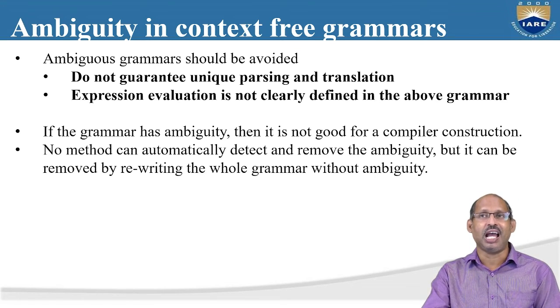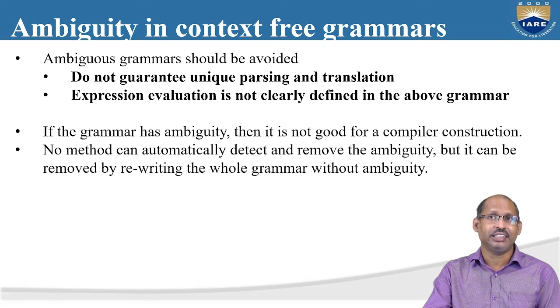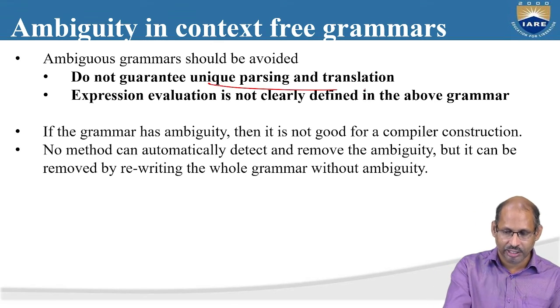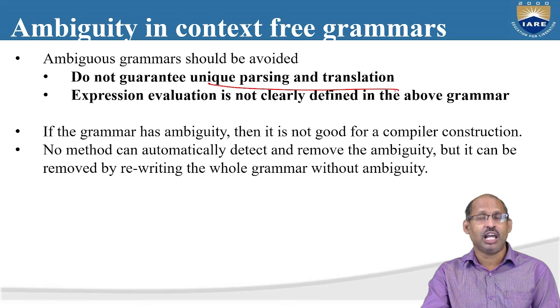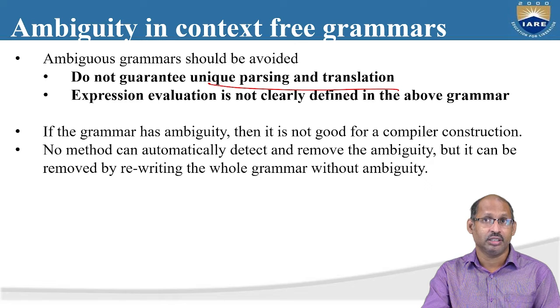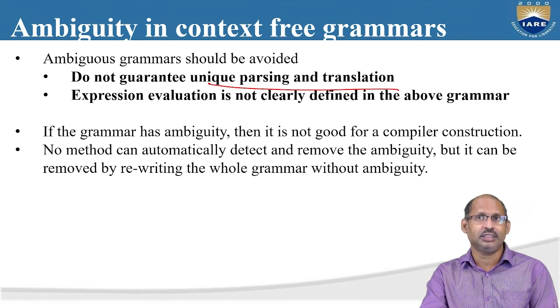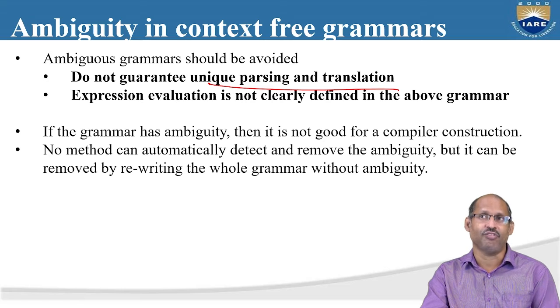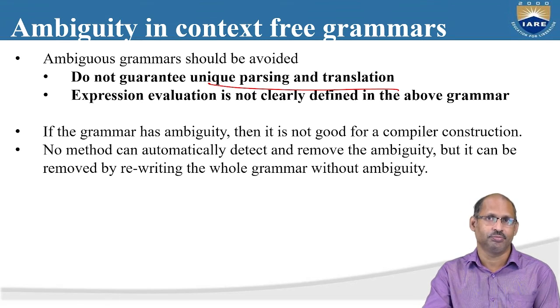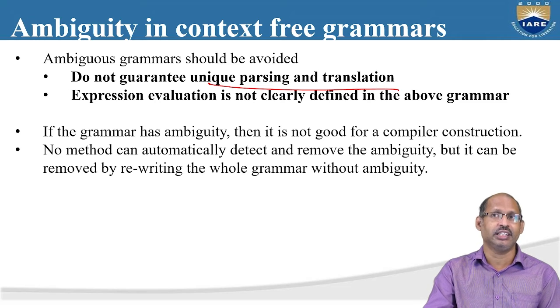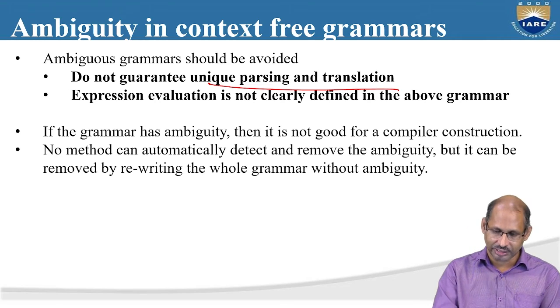Ambiguous grammar should be avoided. It does not guarantee unique parsing and translation. If there is more than one parse for the grammar, then we cannot have unique parsing methods and translation. Expression evaluation is not clearly defined in the above grammar. If the grammar has ambiguity, then it is not good for compiler construction.